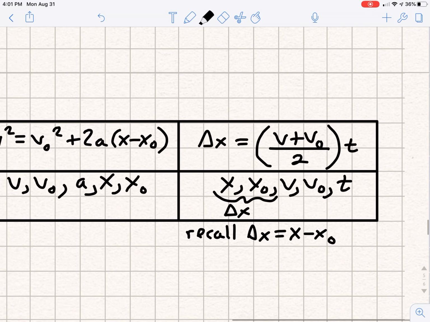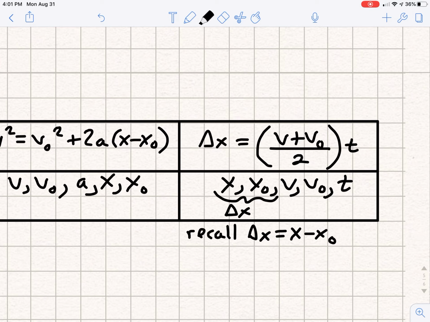And lastly, if we have these variables here, a change in position, x and x naught, a change in velocity, v and v naught, and time, then we can use the equation delta x, which you might remember is x minus x naught, and that's equal to v plus v naught over 2 times t.